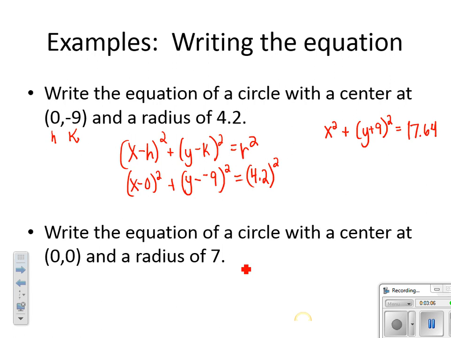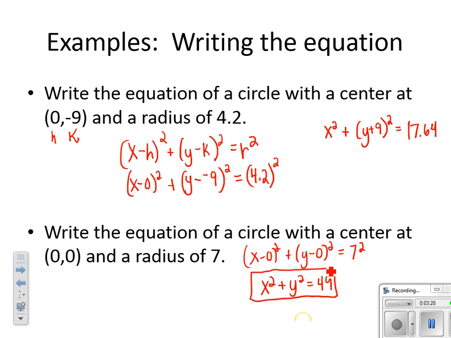Okay, using the same formula, I'm going to have a center of 0, 0 and a radius of 7. So this one would be x minus 0 quantity squared plus y minus 0 quantity squared equals 7 squared. And again, I don't need to write the plus or minus 0 there. So it'd be x squared plus y squared equals 49. That would be my equation. Okay, so it's basically the opposite. Your h and k are going to be opposite inside the parentheses. So if you have a plus 9 here, then your center is -9. Okay.